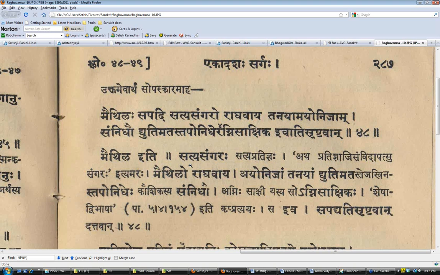Now, what does Amarakosha say? Pratijna aji samvid apatsu sangaraha. Okay. So this is the sangaraha. Amarakosha gives these meanings. Pratijna, aji. I think it's aji. Rananganam is aji. Means a battlefield. Battle.